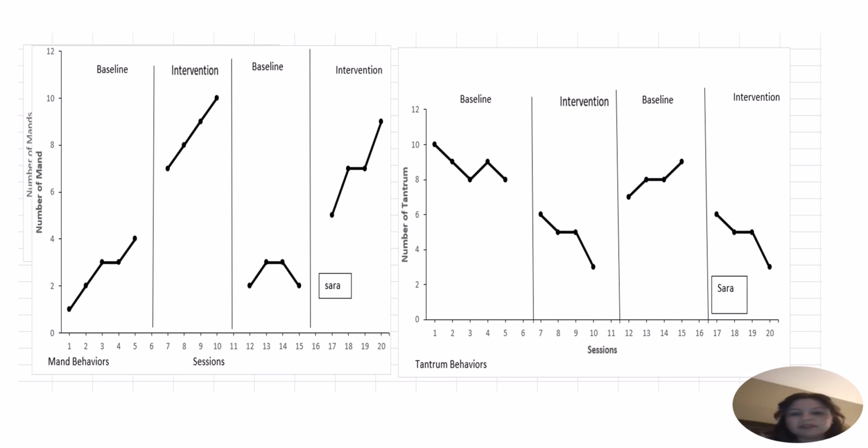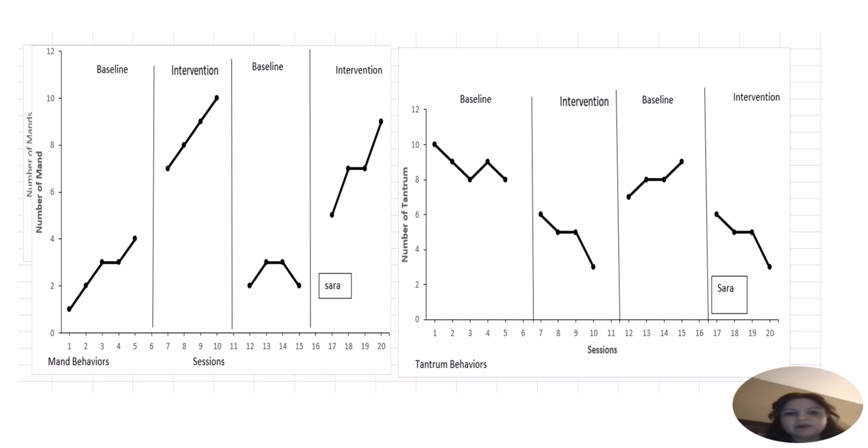In the intervention phases, we introduced the FCT procedure. Sara was reminded to use the SGD at the start of each session. If she didn't mand independently within 5 seconds after the demand, we used a least-to-most prompt, guiding her to use the device. And when she did mand correctly, she immediately received the help or break she was asking for.